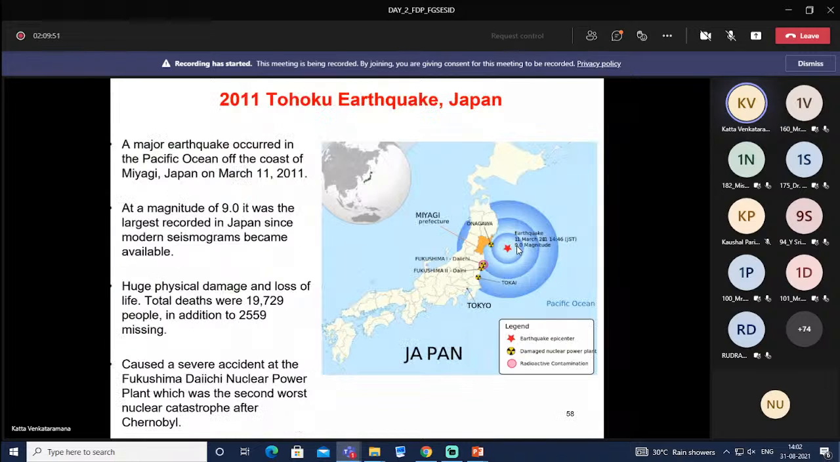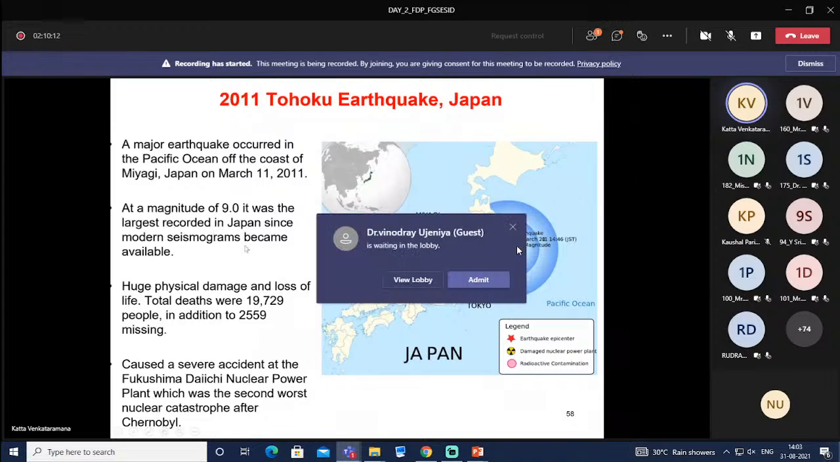Then the 2011 Tohoku earthquake in Japan. A major earthquake occurred in the Pacific Ocean off the coast of Miyagi, Japan on March 11, 2011. At a magnitude of 9, it was the largest recorded earthquake in Japan since modern seismograms became available.